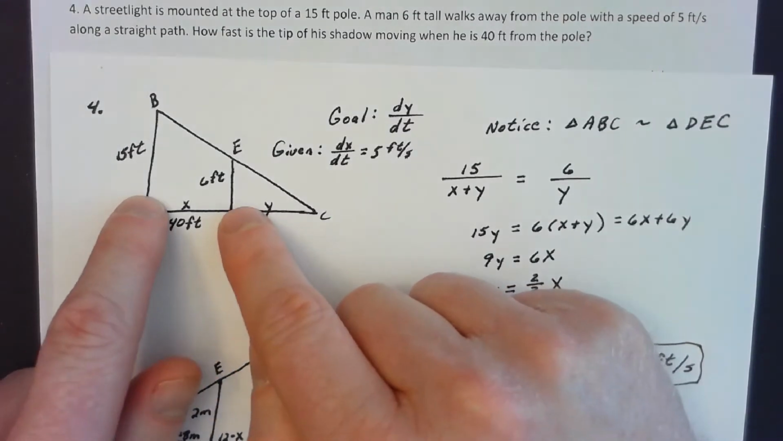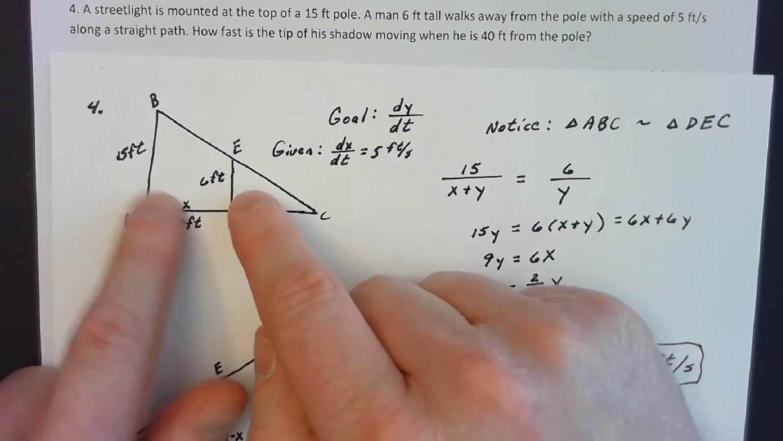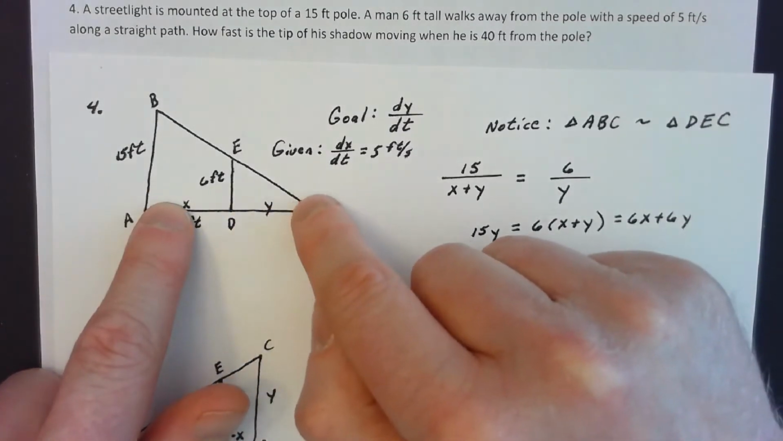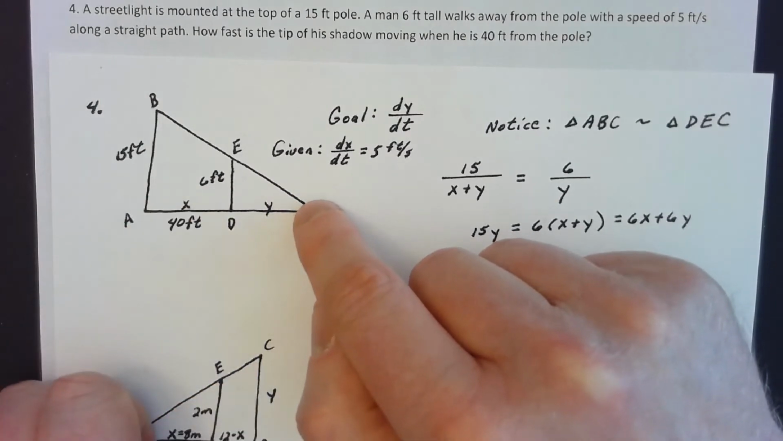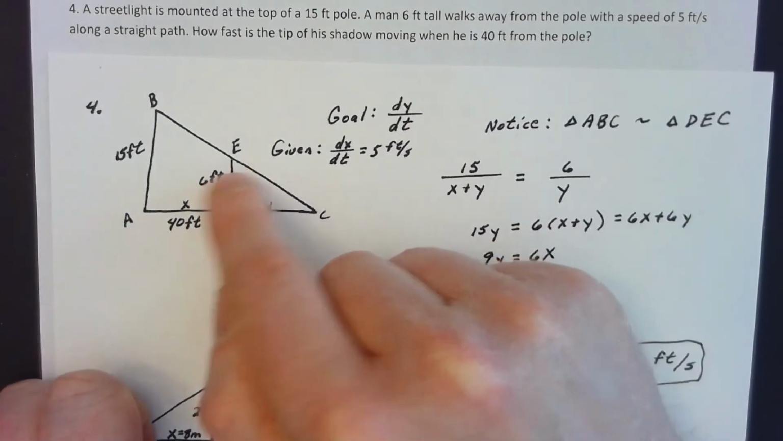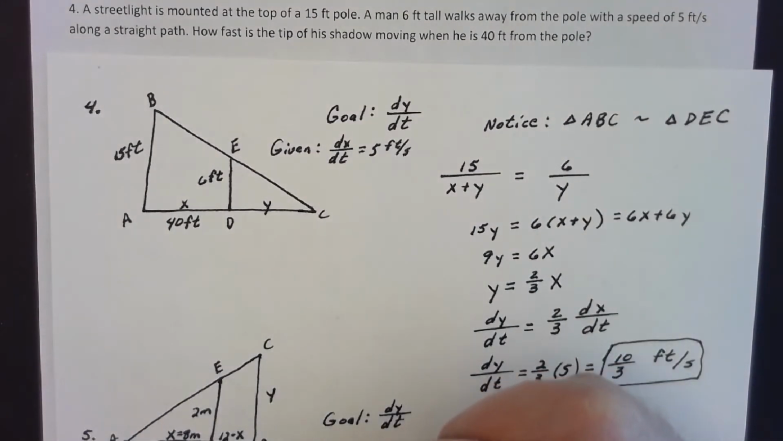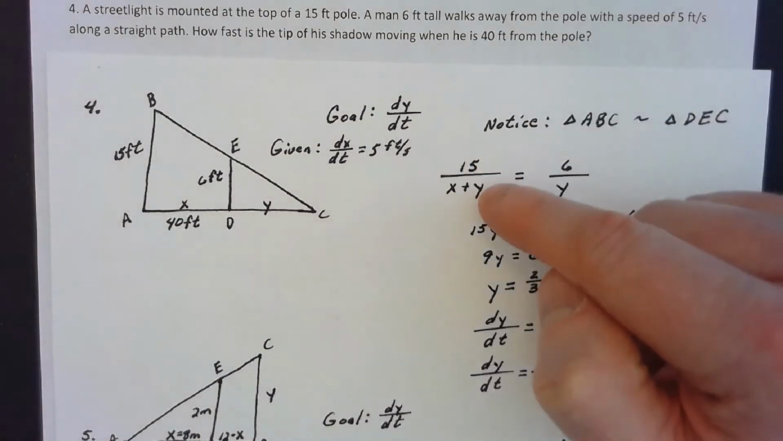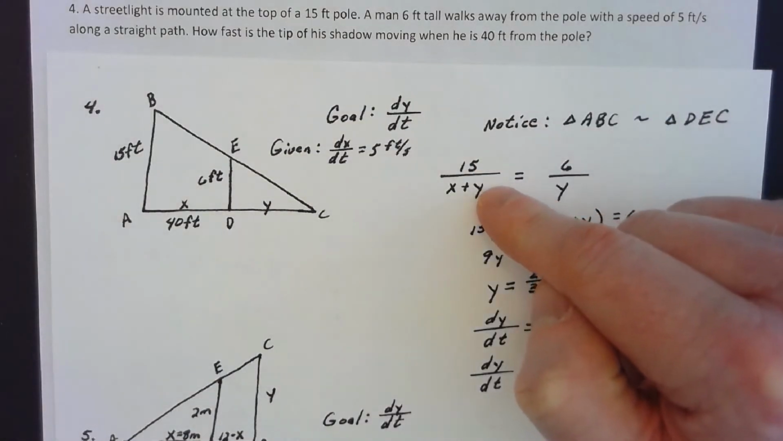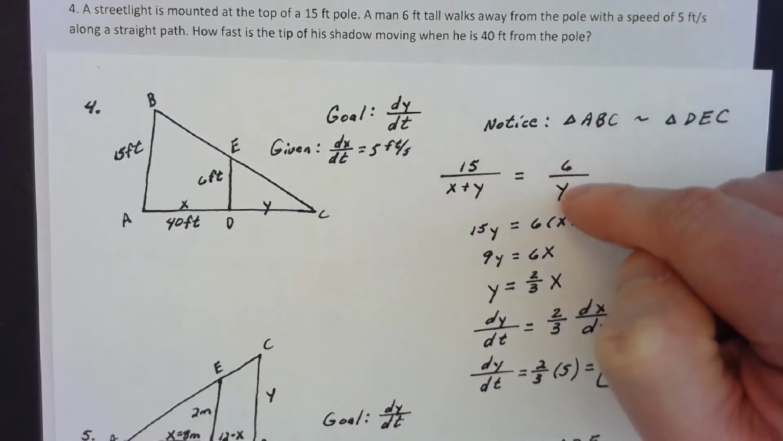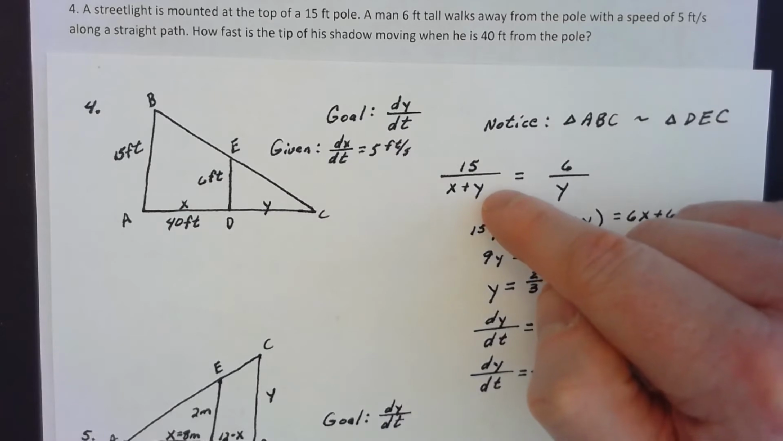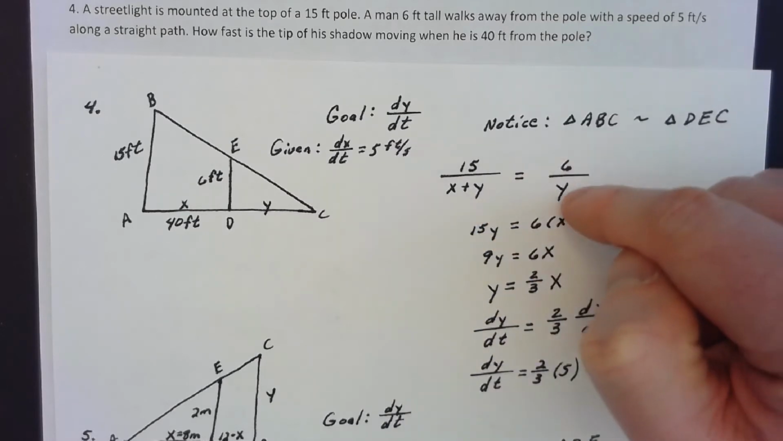Notice angle A and angle D have to both be right angles. Angle C is the same in both triangles, which means angle E has to be the same as angle B. Now, if all the angles are the same, that means the sides are proportional. So the height over the base of the large triangle should equal the height over the base of the small triangle. So I said 15 over x plus y should equal 6 over y.